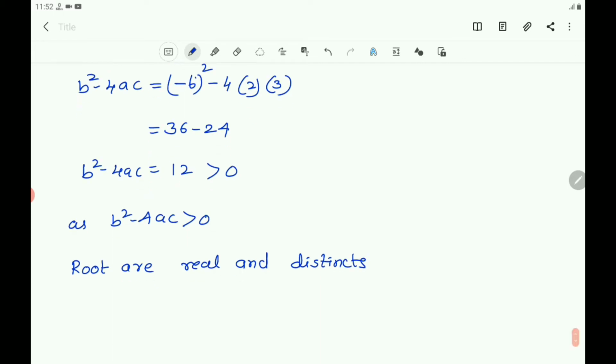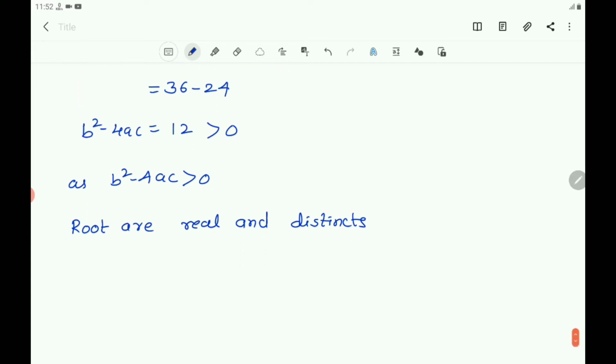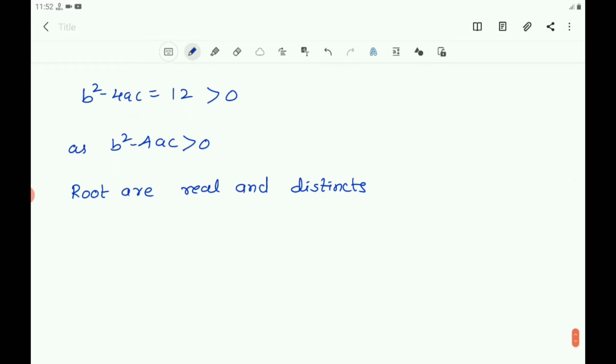Roots are real and distinct. Then here b square minus 4ac is greater than 0. If it is 0, there is no necessity of writing the formula; you can get the roots by taking minus b by 2a. But here we have to write the quadratic formula to find the roots as they are distinct roots.